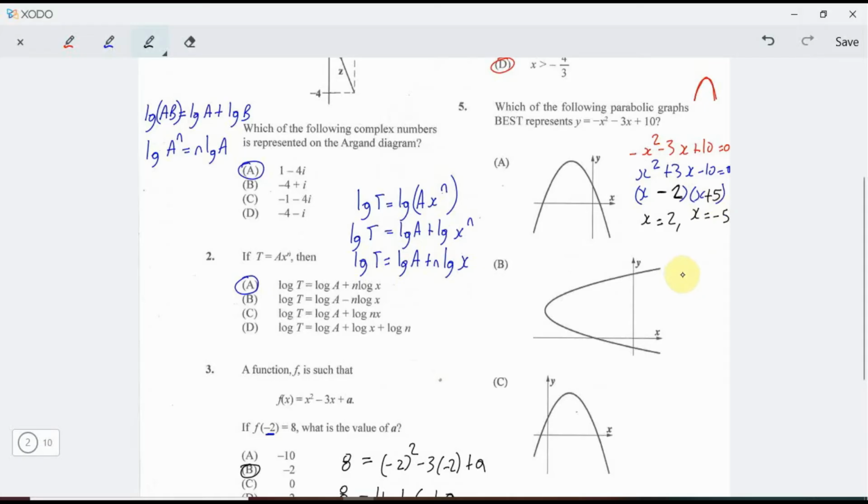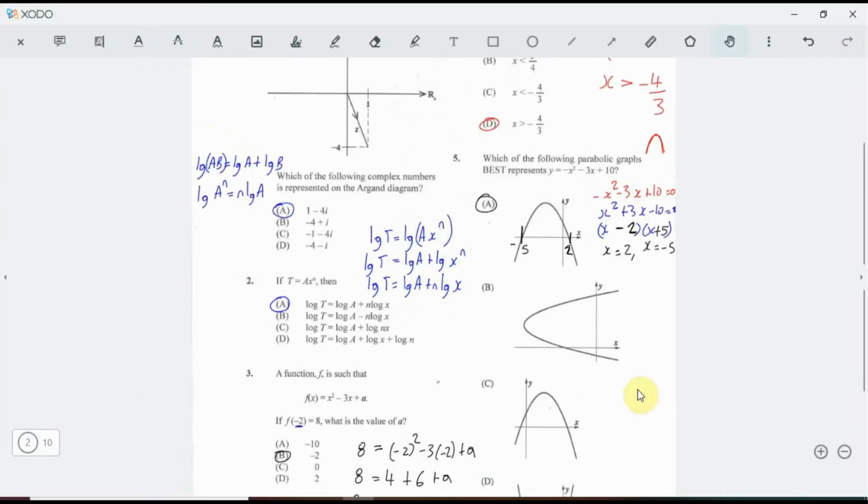Which one of these graphs represents the roots being negative 5 and positive 2? That has to be option A. Here's negative 5. This would be positive 2 right there. If you look at option C carefully, this is more like negative 2 and positive 5. See that? Negative 2, positive 5. Couldn't be that one because the roots are positive 2 and negative 5.